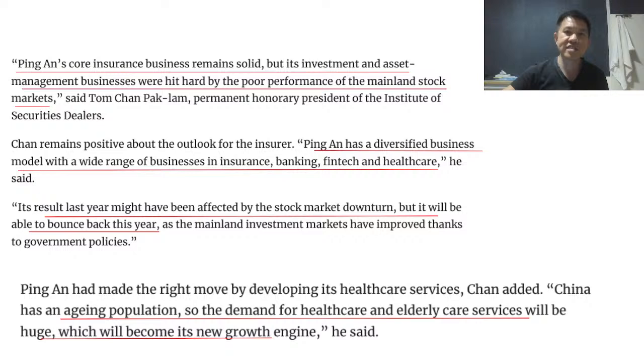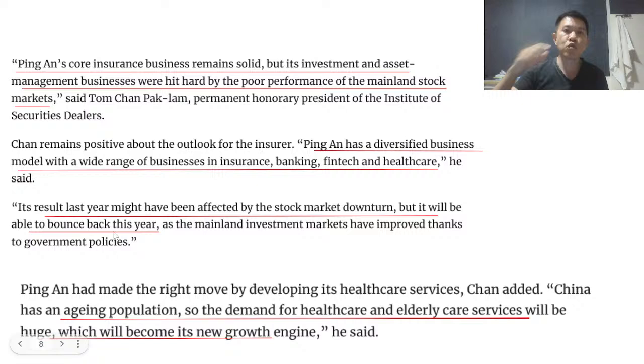So comments by a securities dealer is that Ping An's core insurance business remains solid. Also, I agree. But the investment and asset management business was hit hard by the poor performance of the mainland stock market. Yeah, so the market was very bad last year in 2023. But Ping An is still very solid because it has a diverse business model, a wide range of businesses in insurance, banking, fintech, and healthcare. So the results last year might be affected by the stock market downturn, but it will bounce back again this year. So I think this year could be a recovery. I think most likely it will be a recovery.